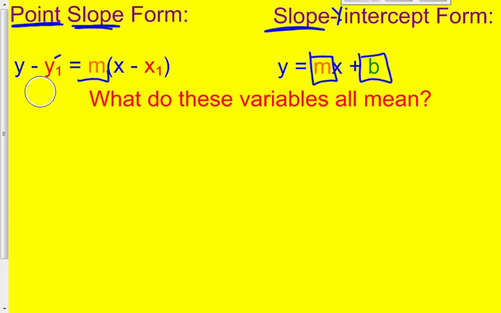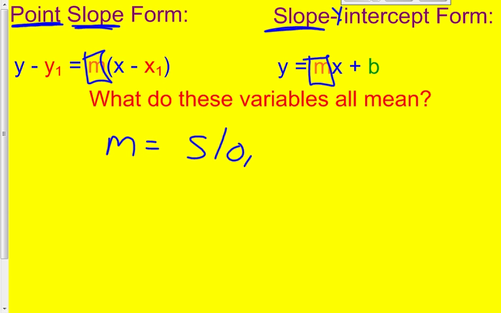So now when it says, what do each of these variables mean? Well, I've already told you a couple of them, and I'm sure you guys have been familiar with them before. Let's first talk about what m means. This letter m right here, and this letter m right here. M in this case means our slope.